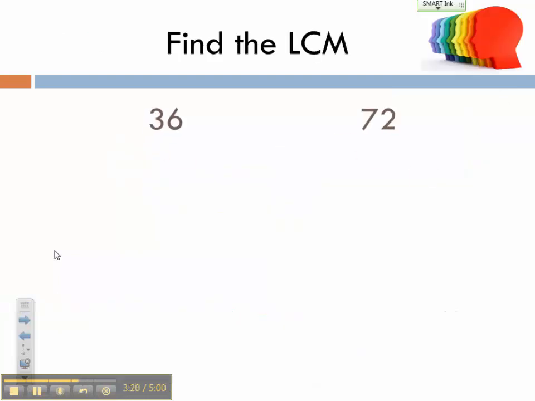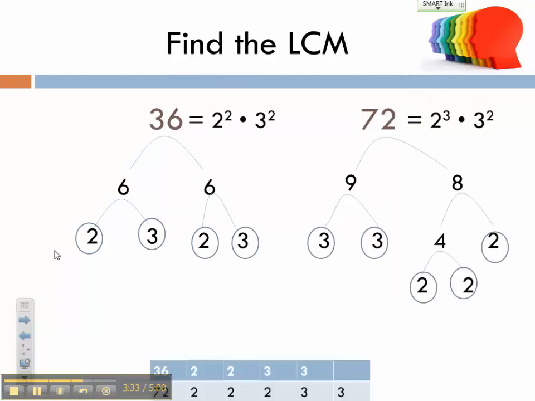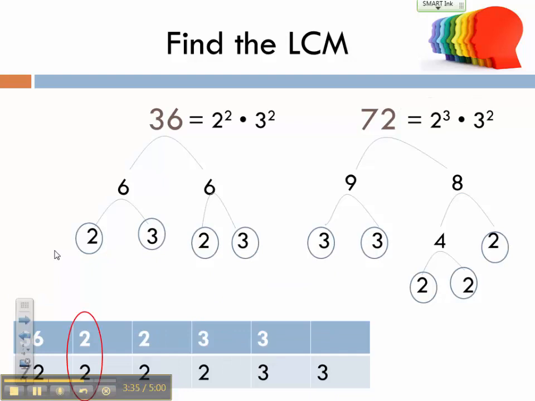Okay, pause the tape and try 36 and 72. Either method. Go for it. Here's my factor tree version. What do they have in common? Pair of 2's, pair of 2's, pair of 3's, pair of 3's. Yes, you can go diagonal.